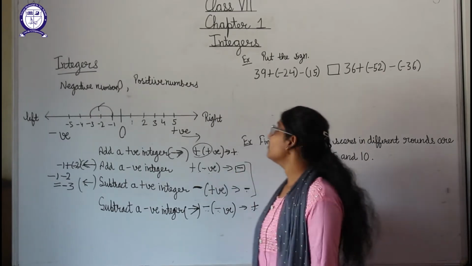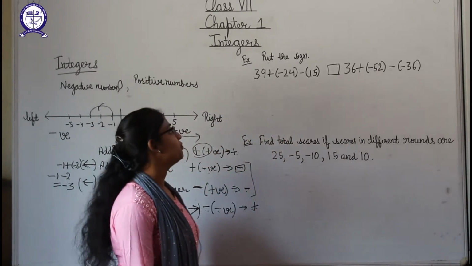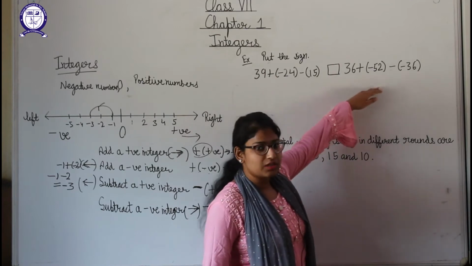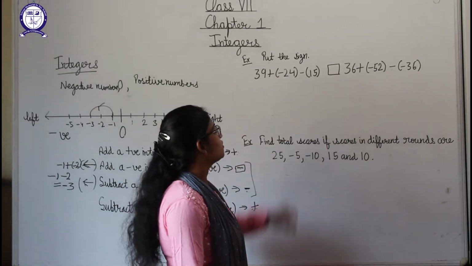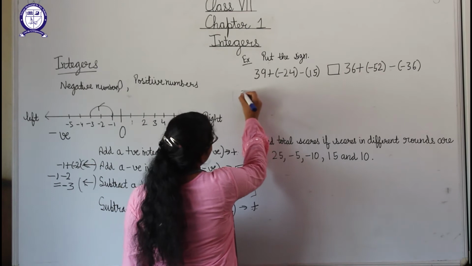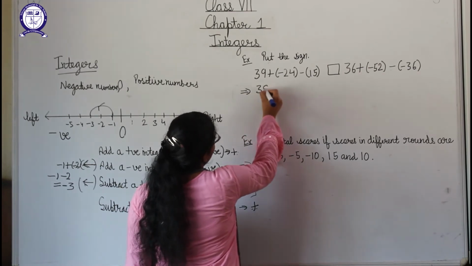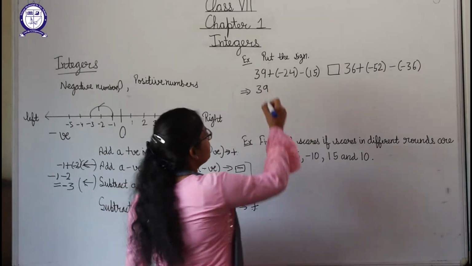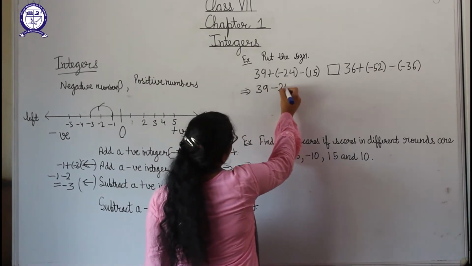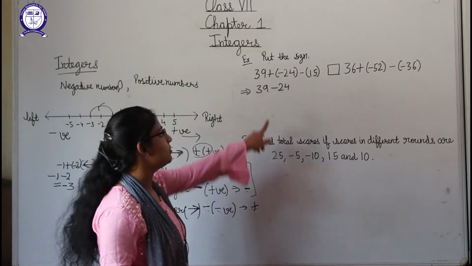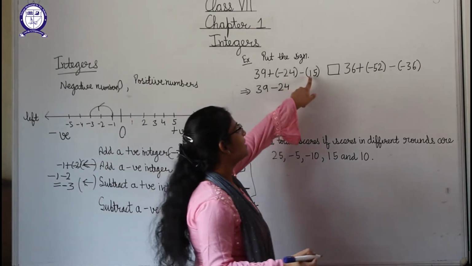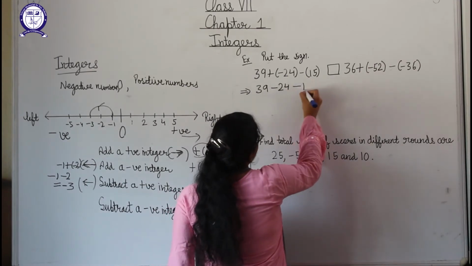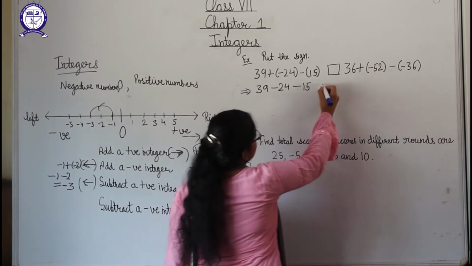Okay, now one example is given to us. We have to put the sign, means we have to tell from these two which one is greater or smaller. So we will solve. Here 39 is given to us. Now as I told you, plus minus will be minus. So when we take out -24 from the bracket, it will be -24, then minus, and this 15 is positive, then again positive, negative will be negative. So here it is -15.